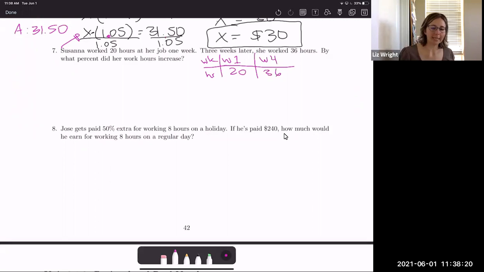By what percent did her work hours increase? Now, one thing that's tempting to do is to say PBA.